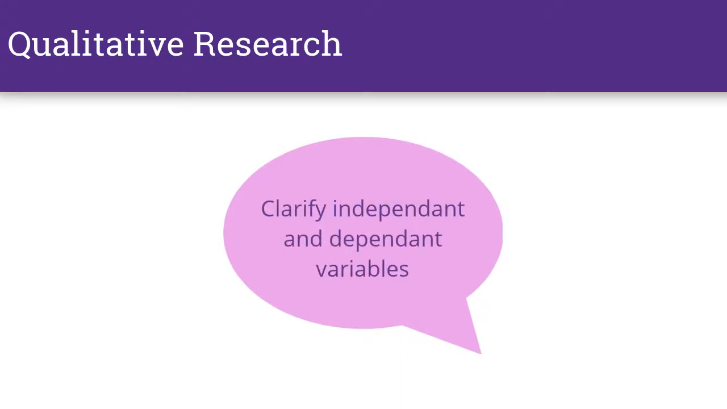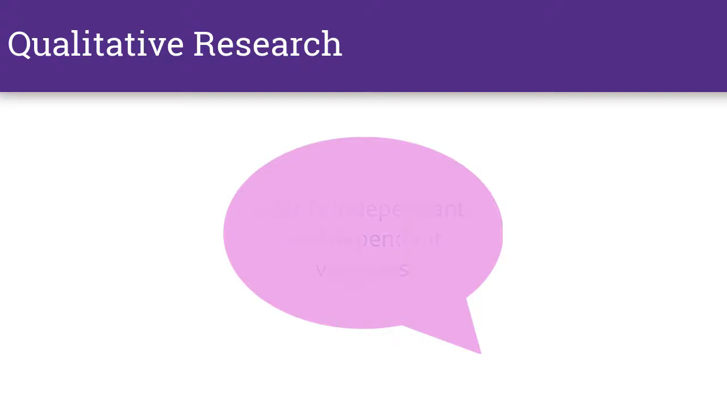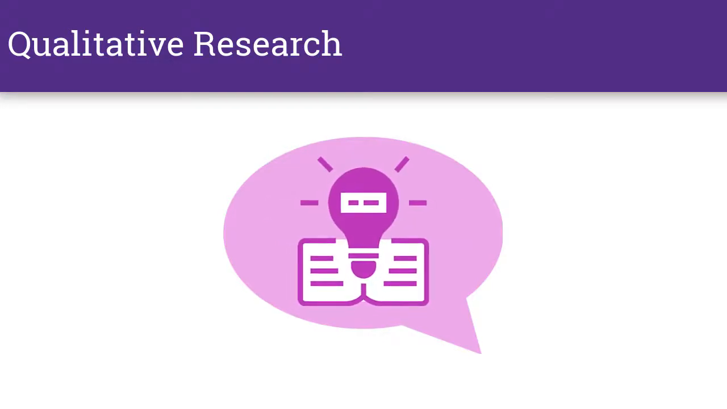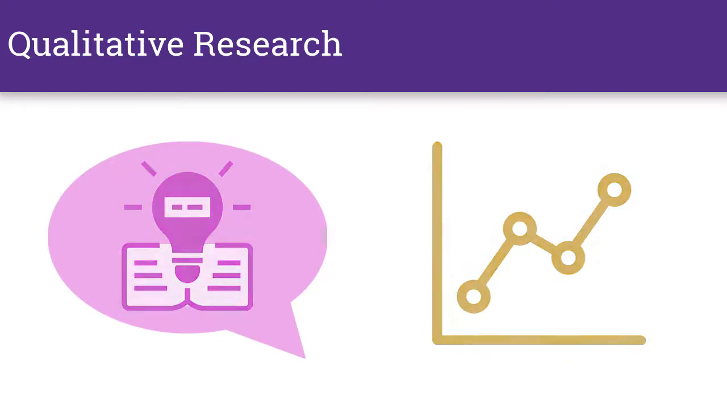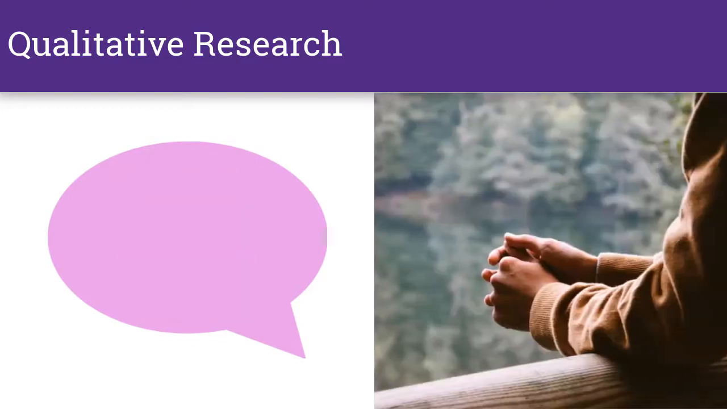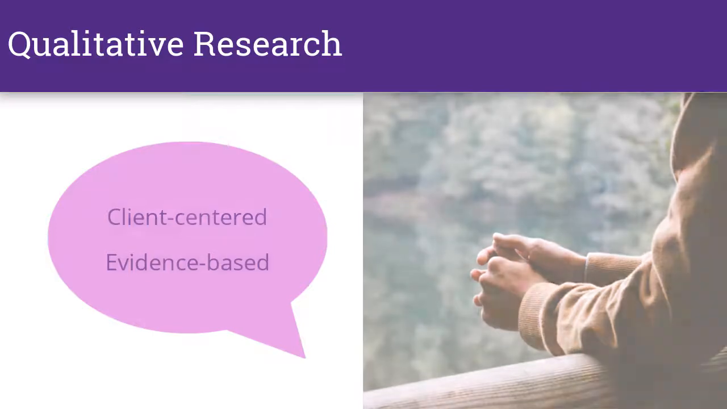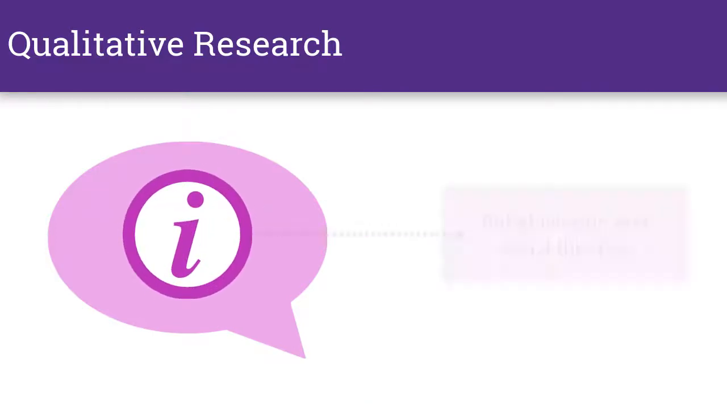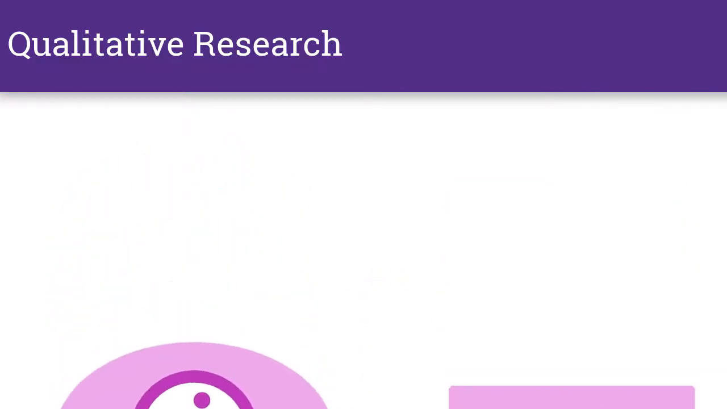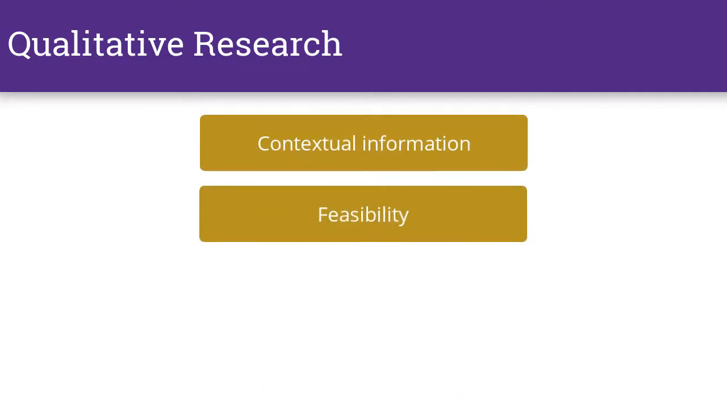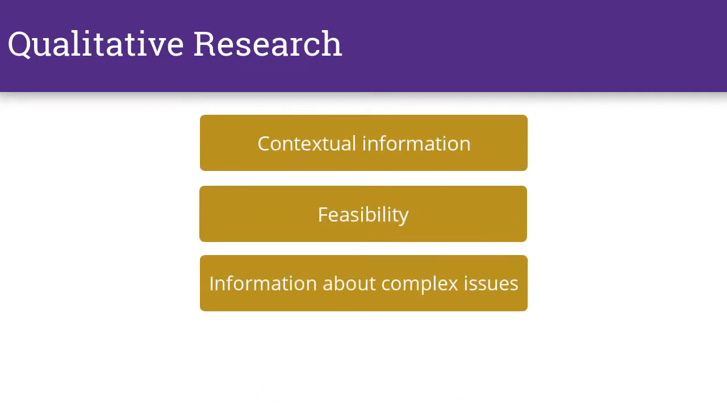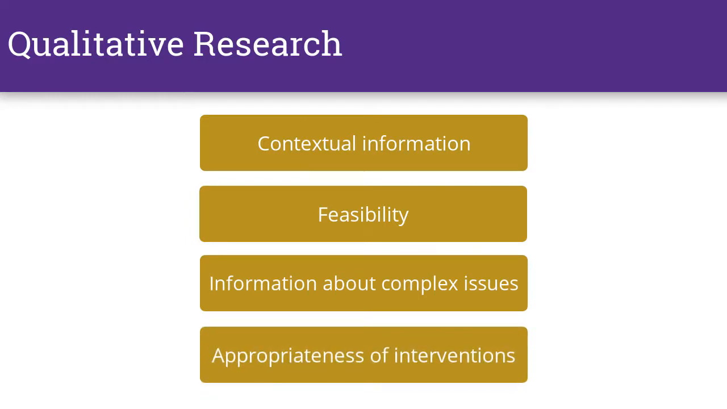There are gaps within quantitative research that would be better suited for qualitative research strategies, and qualitative methods can be used to help clarify both independent and dependent variables found in quantitative studies. Qualitative research can help with the theoretical explanations of the findings within quantitative studies. Qualitative research can be used to explore complex issues and experiences of phenomena in the lives of patients with client-centered and evidence-based practice. We can also use it to link this generated information to current rehabilitation and social theories. Contextual information, the feasibility of interventions, information about complex issues, and the appropriateness of interventions within the patient's lives are areas that qualitative research is designed to explore.